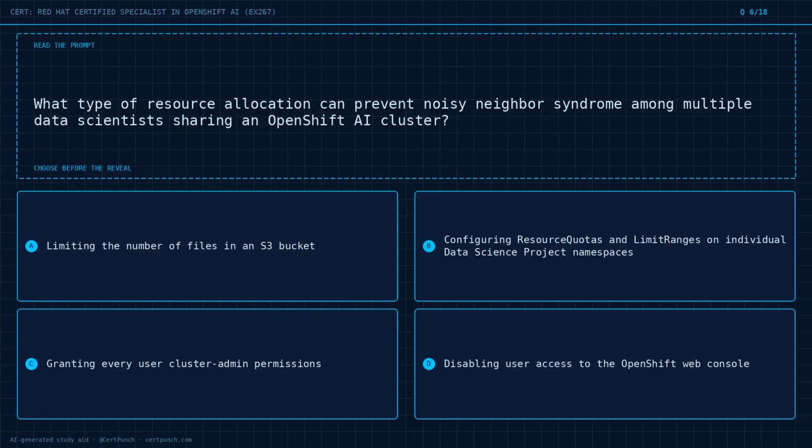Question 6 of 18. What type of resource allocation can prevent noisy neighbor syndrome among multiple data scientists sharing an OpenShift AI cluster?